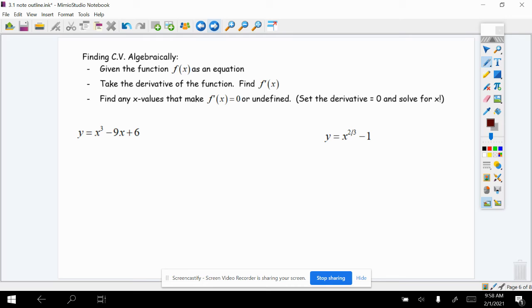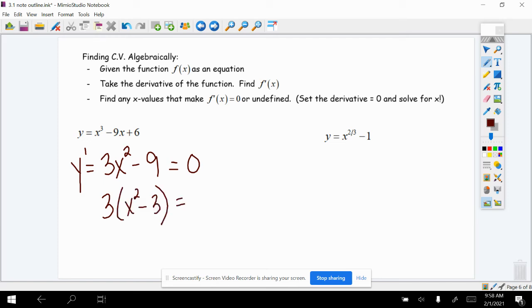So with these two, derivative is 3x squared minus 9. That will never be undefined. And really what you're looking for undefined is you're looking to see, is there a denominator that could equal 0? But we can set this equal to 0 and see when we have a 0 derivative. I'm going to factor out a 3. And so when I do that, I get x squared minus 3. And that means that there are two places that equals 0. That's going to be at plus and minus root 3.